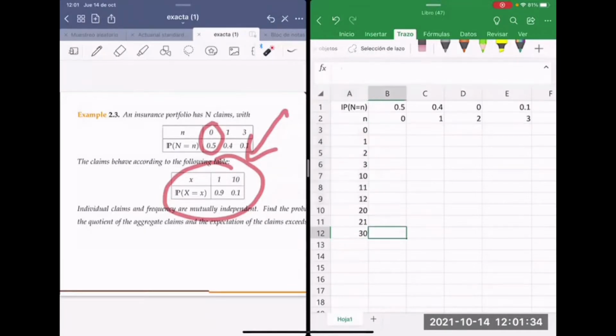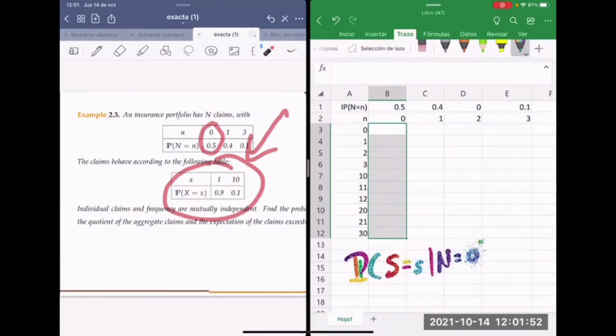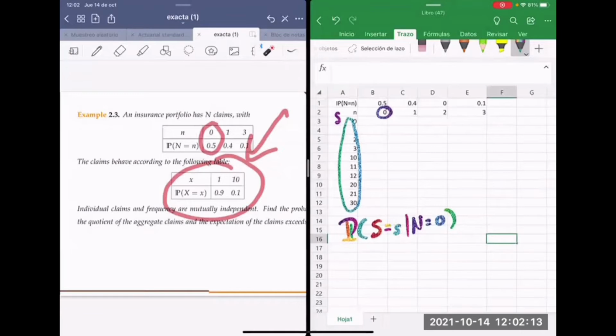Now, what we will do here will be to capture the essence of what? In here, I will consider this column, the probability that S equals little s, given that N equals 0. So in here what I have is just the range of S, the support of the random variable S, and this 0 here is just the same as this other 0 around here.